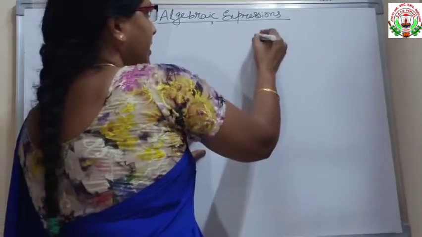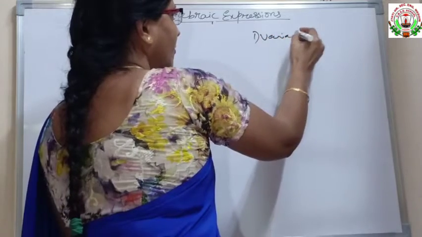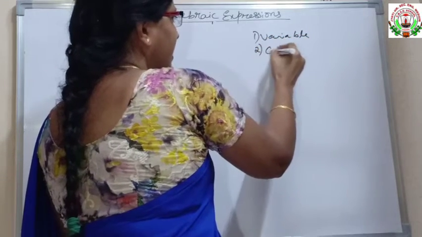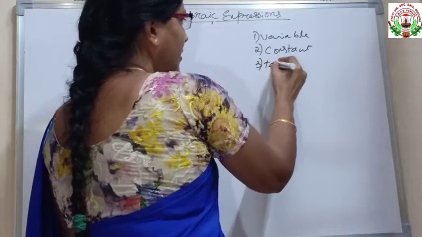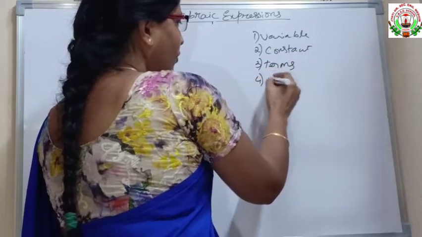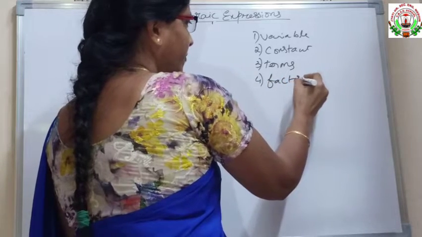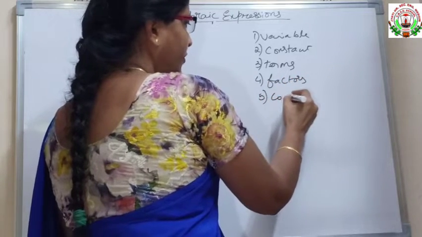Like first one is a variable, second one is a constant, third one terms, fourth one factors, fifth one coefficients.